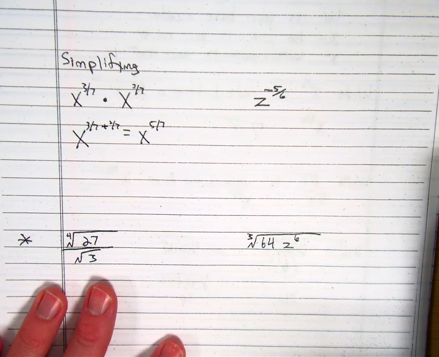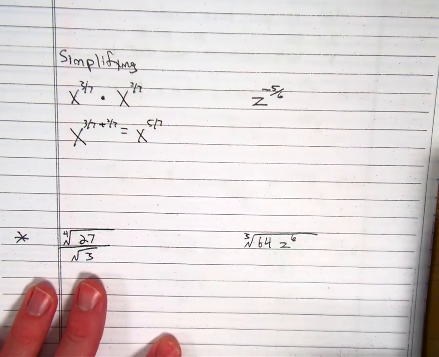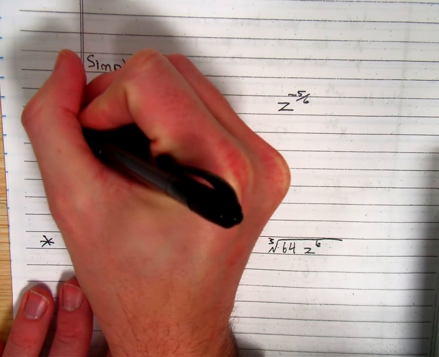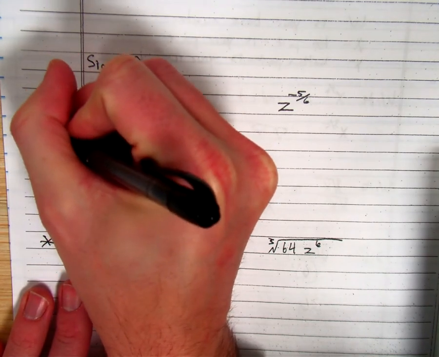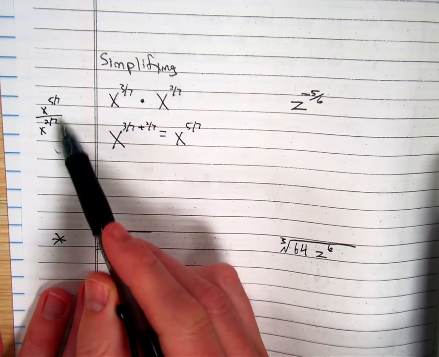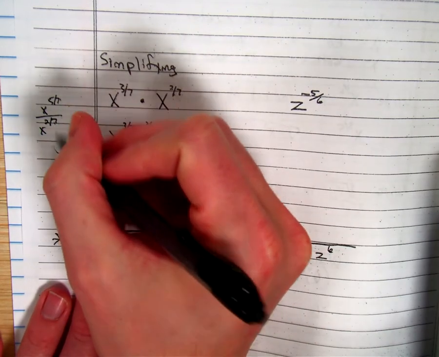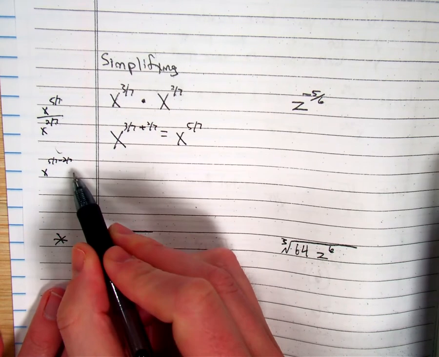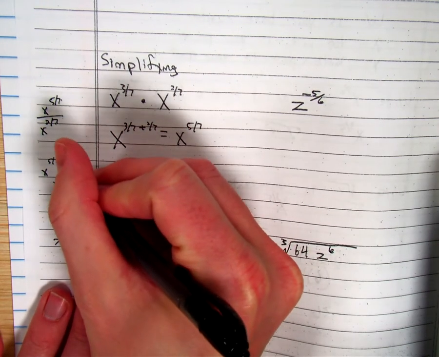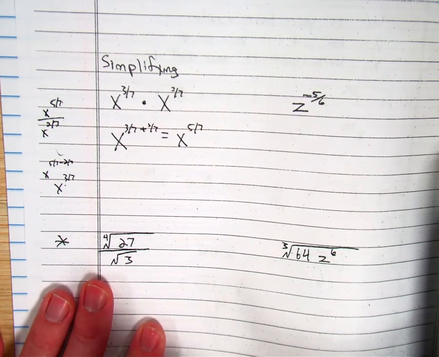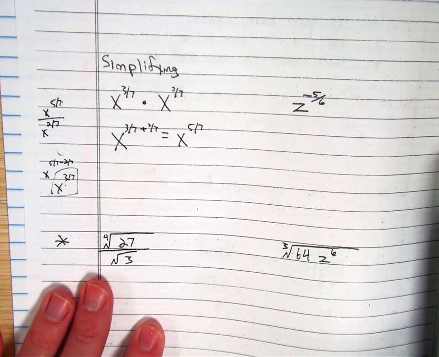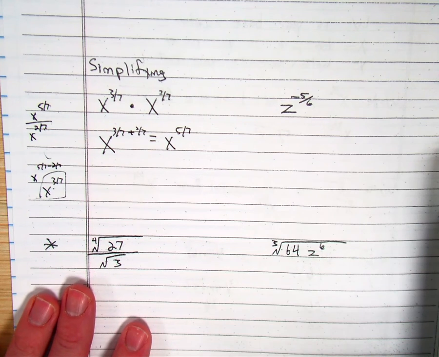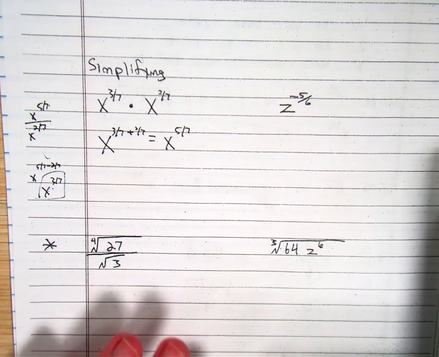If we were dividing, let's change that to a dividing one. X to the 5/7 over x to the 2/7. If it was dividing, then we would subtract 5/7 minus 2/7. These both have common denominators, so we didn't have to do anything with that. There we get 3/7. But if they didn't have common denominators, you'd have to do some junior high fraction math there and get common denominators so you can add and subtract fractions.